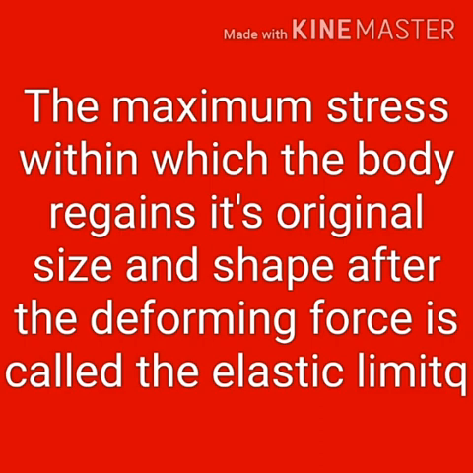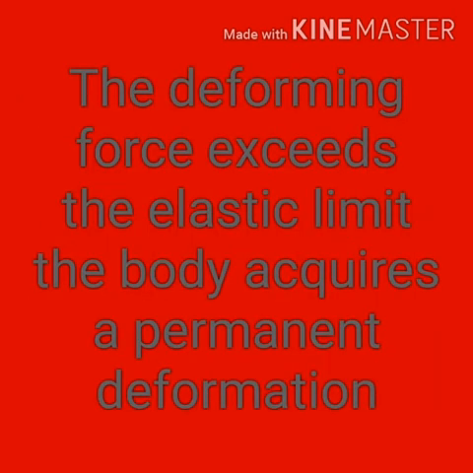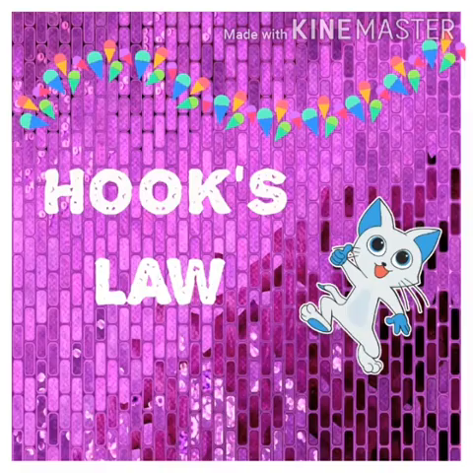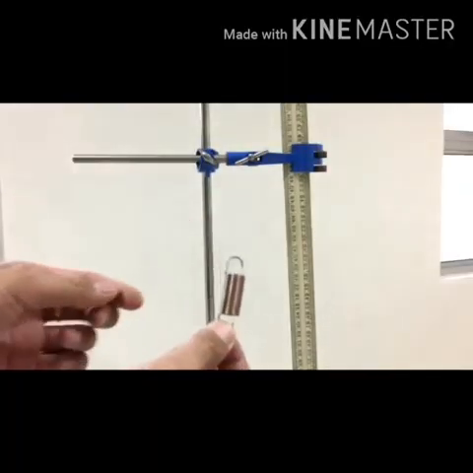If the deforming force exceeds the elastic limit, the body undergoes a permanent deformation. For example, a rubber band loses its elasticity if pulled apart too much; it changes its size and becomes unfit to be used again. Now we are going to see the topic Hooke's law and its experimental verification.